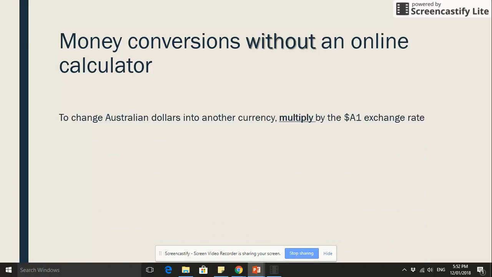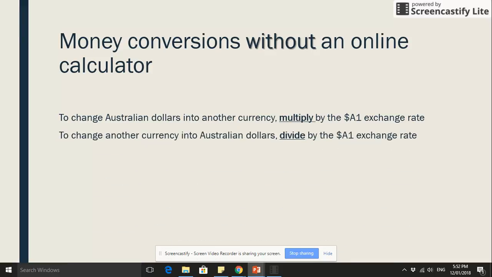So to change Aussie dollars into another currency, now this is what I need you to write down. You multiply it by the exchange rate. So to change another currency into Australian dollars, you divide. So I want you to write these two things down. Pause me and write them down so you know which you have to do. Basically, if you want to get into another currency, you multiply. If you want to get it back to our currency, you divide.